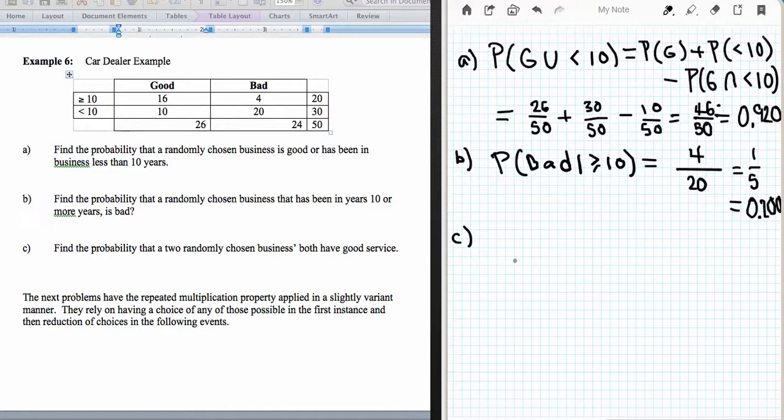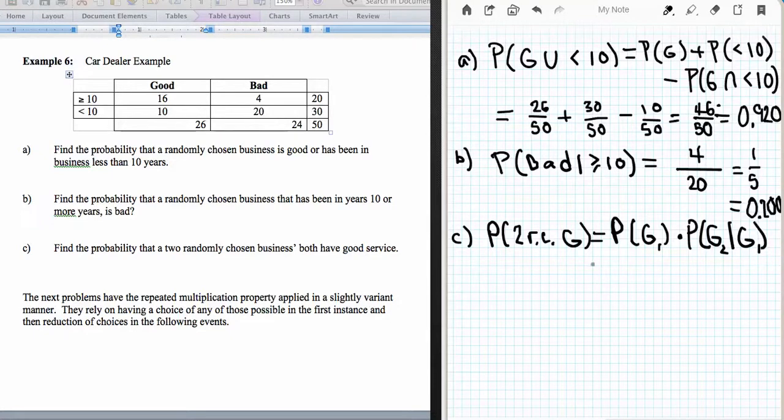Now our last one says find the probability that 2 randomly chosen businesses both have good service. So 2 randomly chosen good services. And so this is the probability that we choose a good one on the first go around times the probability that we choose a good one on the second one, given that we've already had a good one on the first one. So the probability of a good service, well, there's 26 out of 50. And then the next go around, we're down to only 49 to choose from, and only 25 of which have good service.